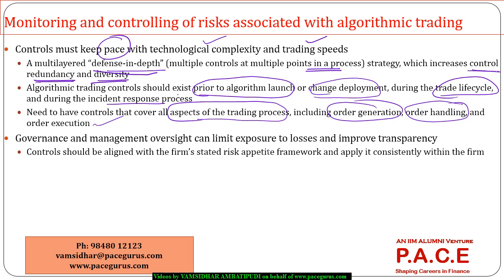So the controls should be in line with the complexity and the speed. Governance and the management oversight can limit the exposure to the losses. So there should be some kind of controls with respect to the limits that are put to the various exposures, and even the transparency process improvement can really set the algorithmic trading in a good direction. Whatever controls are being laid out, they should be aligned with the risk appetite framework of the firm, and it should be consistently applied across all the business units of the firm, in an integrated, enterprise-wide approach, not to be looked at in a siloed way.